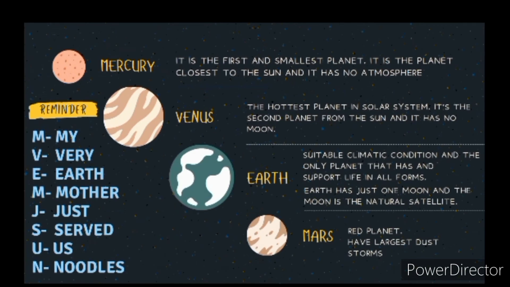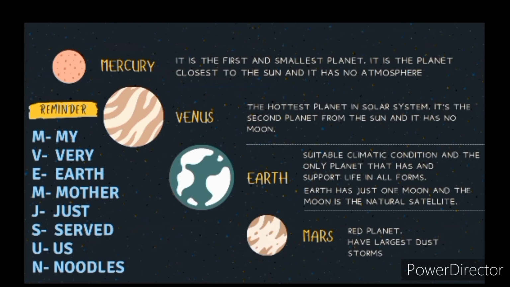But before then, I have a reminder that will help you remember the 8 planets. And it is: My very eager mother just served us noodles. Can you repeat after me? My very eager mother just served us noodles. Now, M stands for Mercury, V for Venus, E for Earth, M for Mars, J for Jupiter, S for Saturn, U for Uranus, and N for Neptune. You see, it's very easy.